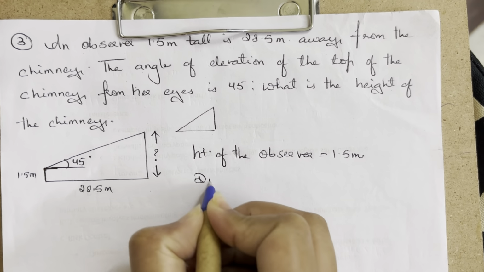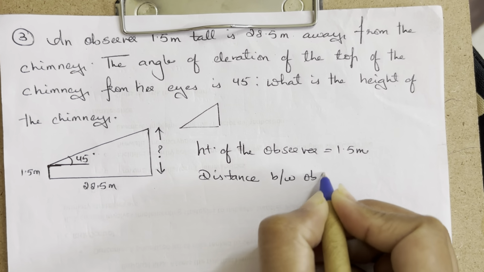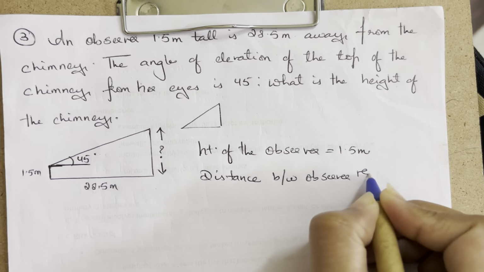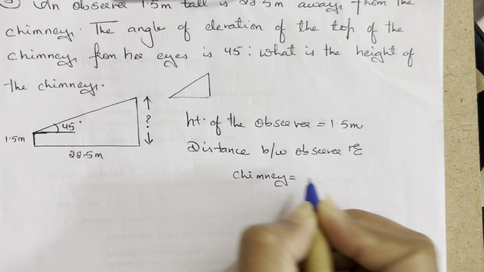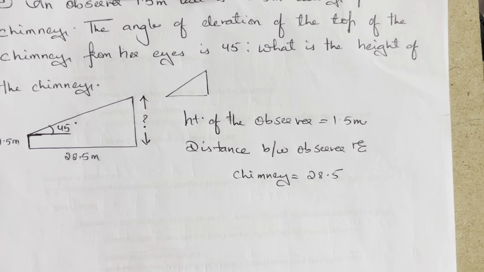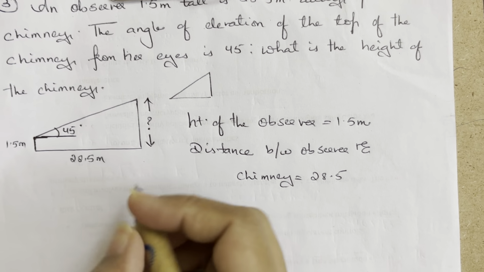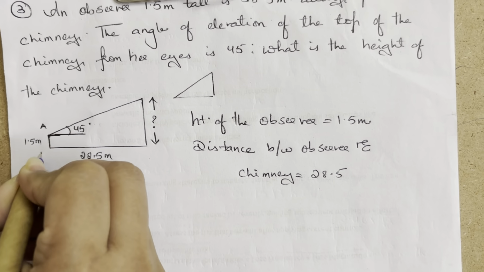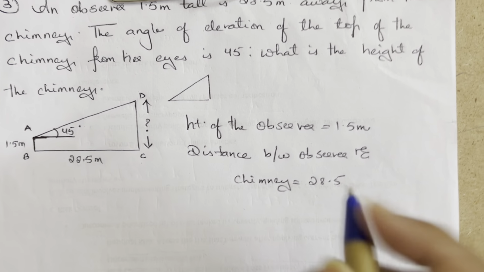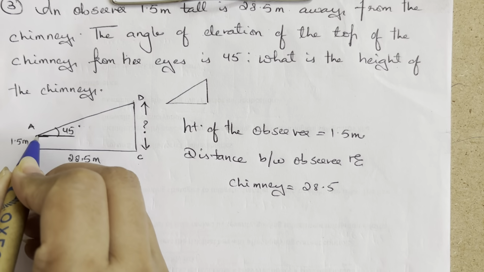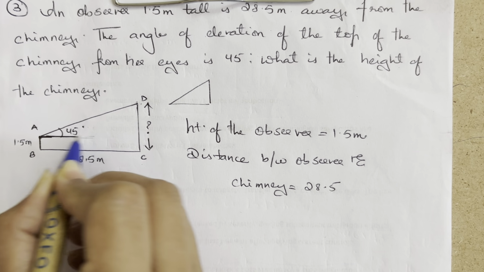Okay, the distance between the observer and the chimney is given to me as 28.5, and then it is given to me that angle of elevation. So let's name them as A, B, C and D. And okay, fine, so angle A, D, A, I will have to get this angle completed, right?